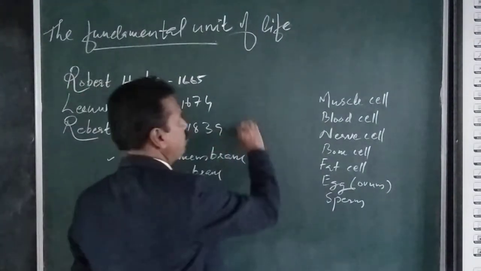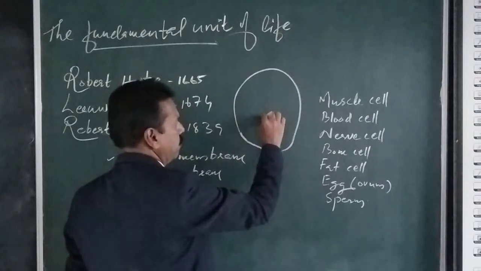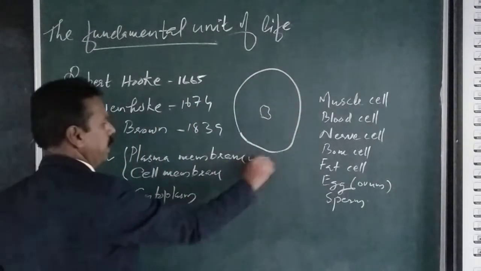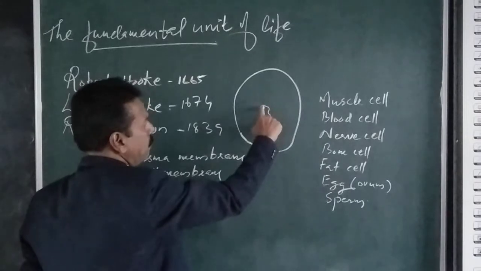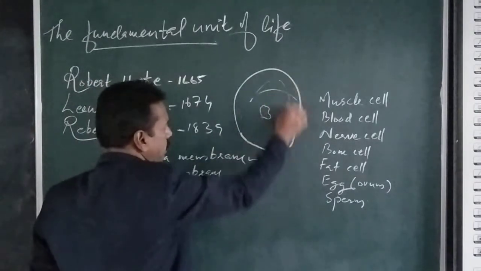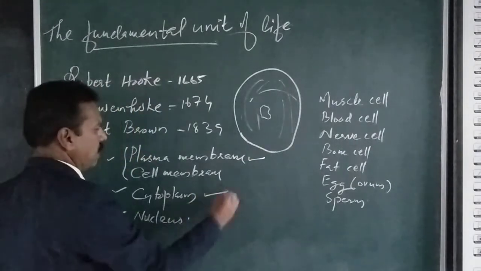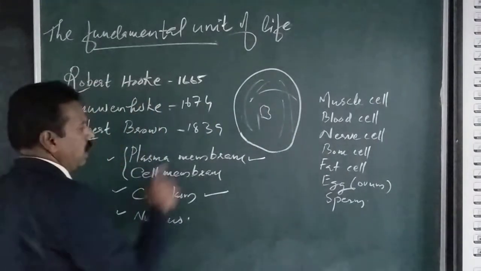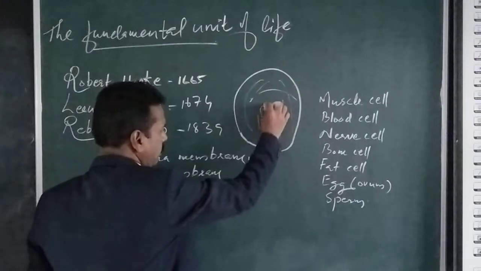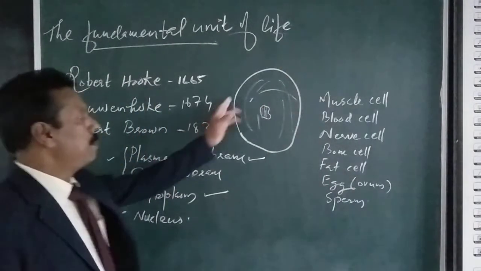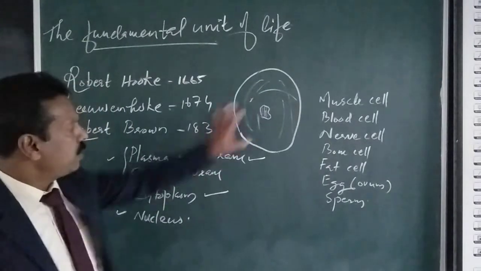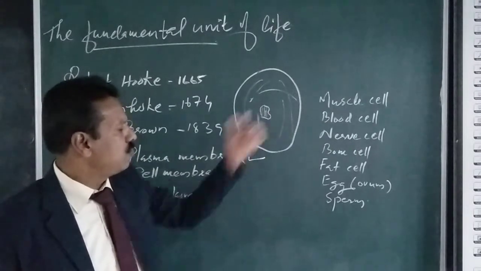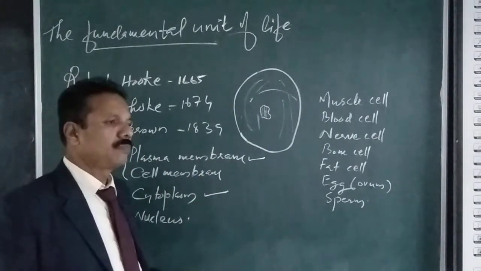Suppose this is a diagram of a cell. A cell has a boundary, that is the plasma membrane. Inside the plasma membrane there is a fluid part, and that is known as cytoplasm. In the cytoplasm, there is a central part, that is the nucleus of the cell. These are the three main parts: plasma membrane or cell membrane, cytoplasm, a fluid-like structure inside the plasma membrane, and the nucleus, the central part of the cell. These are the main parts of a cell.